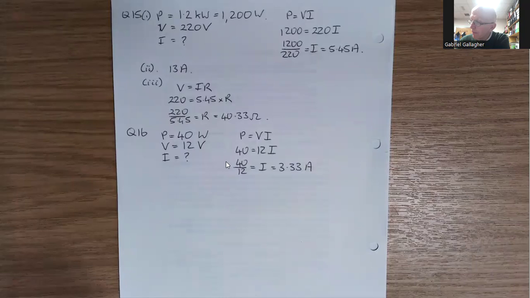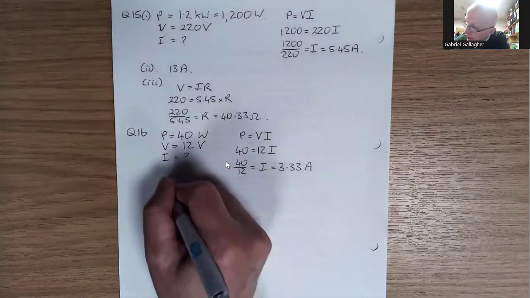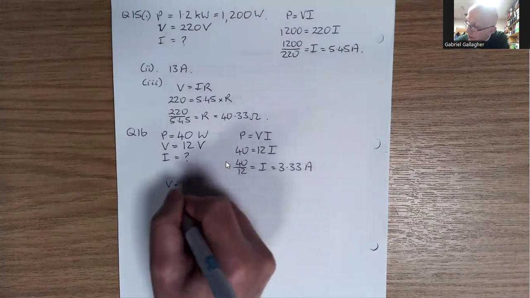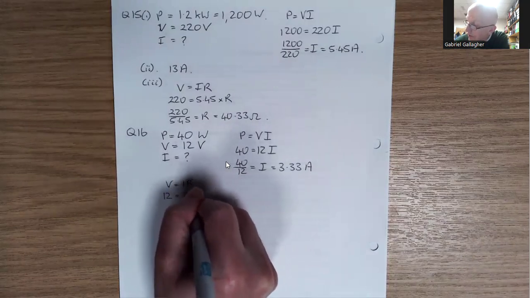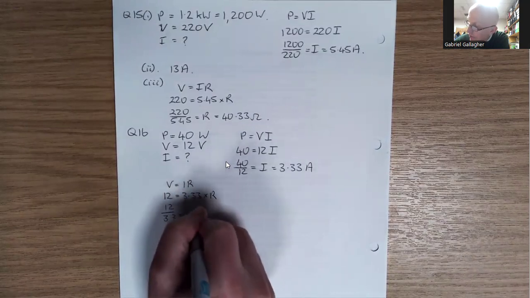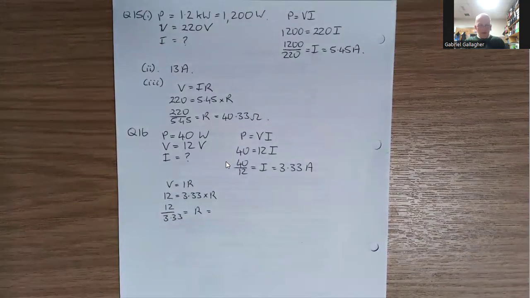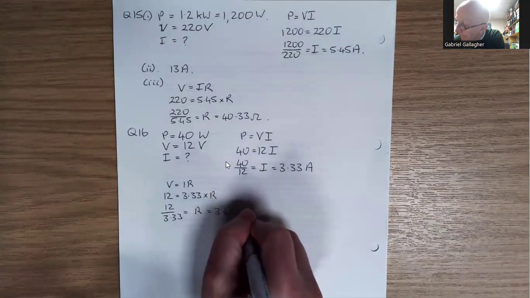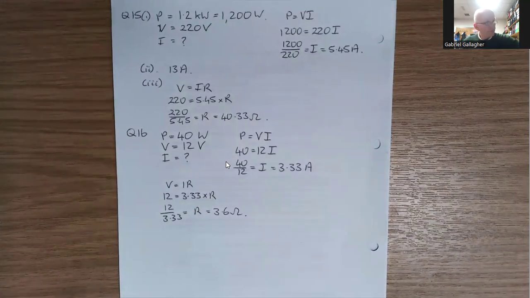Okay. And then the second part is what's the resistance? Well, again, V equals IR. 12 equals 3.33 times R. 12 over 3.33 equals R. And that equals 3.6 ohms. Okay. That's question 16. Two more, as I said, they're very short questions. Again, if you want to stop and work it out for yourself, by all means do.